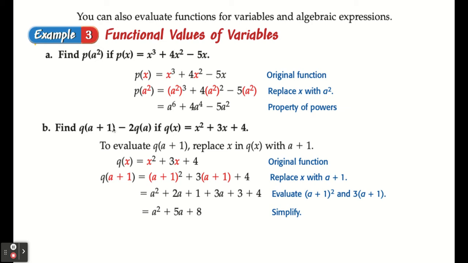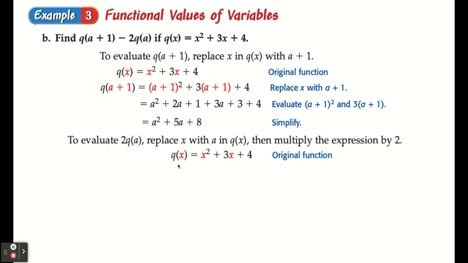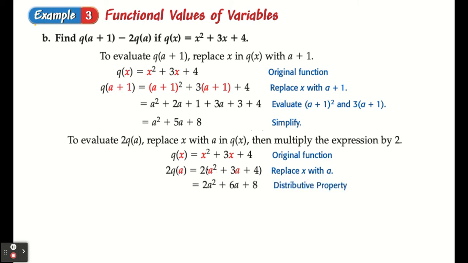So that gives me the first part, but now I want to find the second part, where it says 2 times q of a. So what I'm going to do is replace x with a, right, q of a, and then multiply that expression by 2. So again, here's q of x. For 2 times q of a, basically all I have to do is replace the x with a, and then multiply it all by 2. So 2a squared, 2 times 3 is 6a, and 2 times 4 is 8. So this would be representative of 2 times q of a.